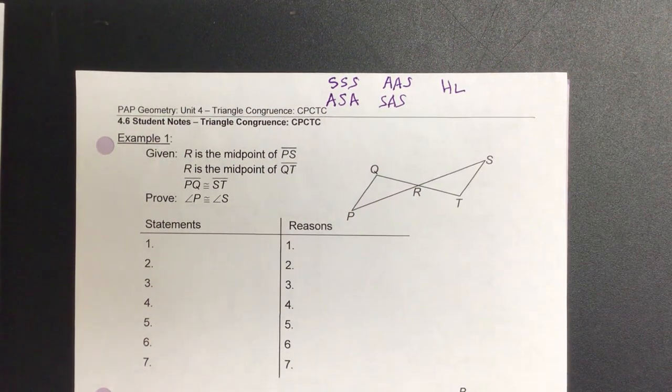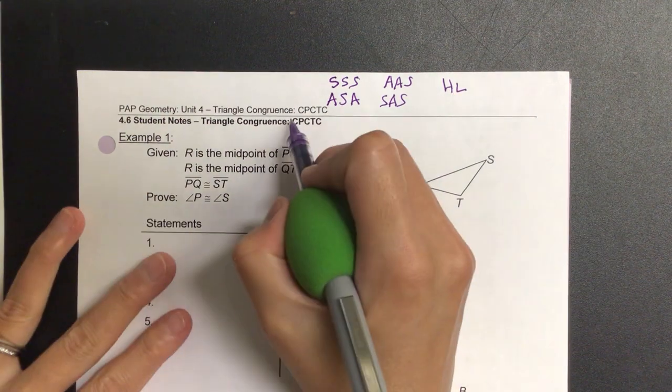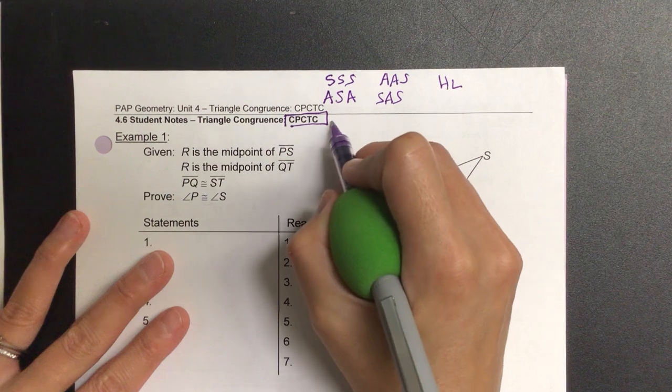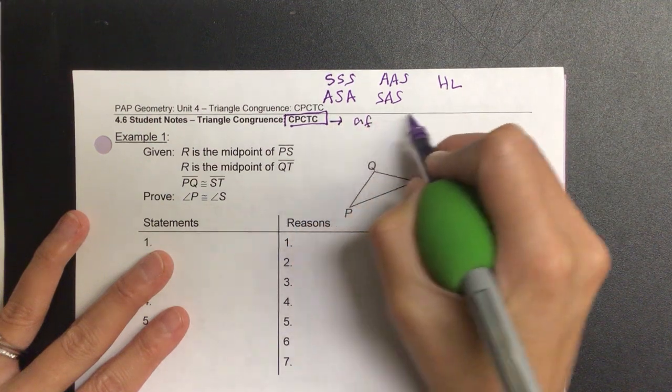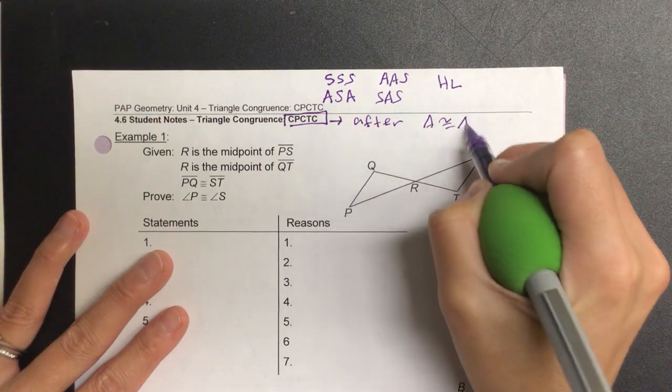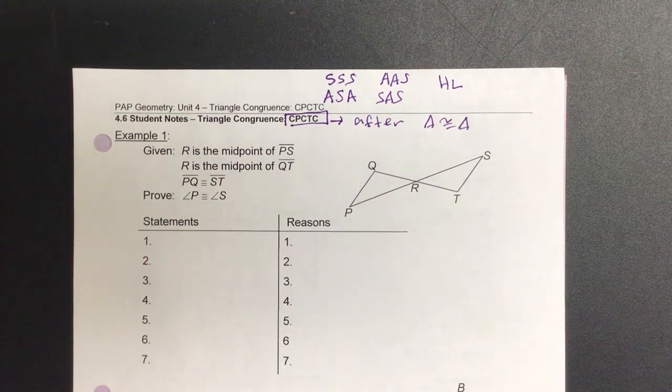So today, the only thing we're doing is the following. Everything stays the same except CPCTC. What this basically means is you may only use CPCTC after stating that 2 triangles are congruent. Now, this may mean nothing at the moment, so let's go ahead and prove the first one for now.